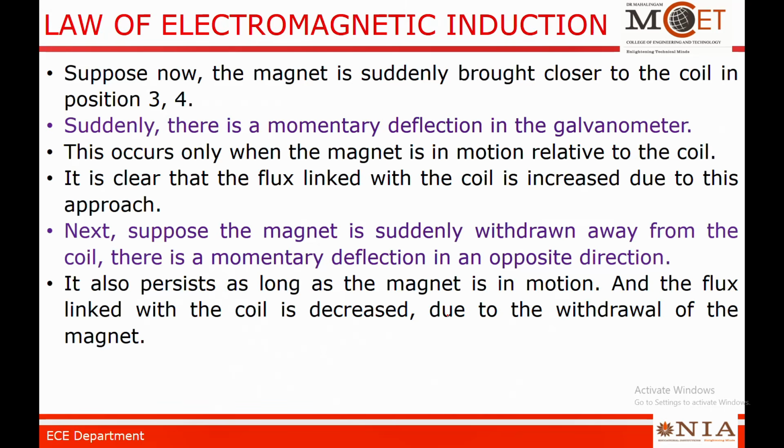Now it is clear that the flux linked with the coil is increased due to the approach of the magnet. Next, suppose the magnet is suddenly withdrawn away from the coil. Then there will be a momentary deflection in the opposite direction. It persists as long as the magnet is in motion, and the flux linked with the coil decreases due to the withdrawal of the magnet.